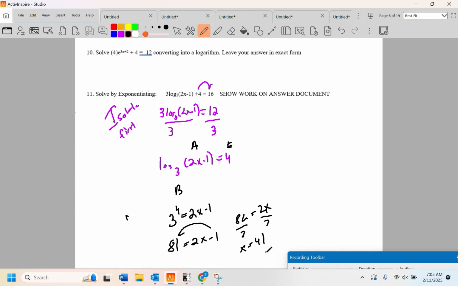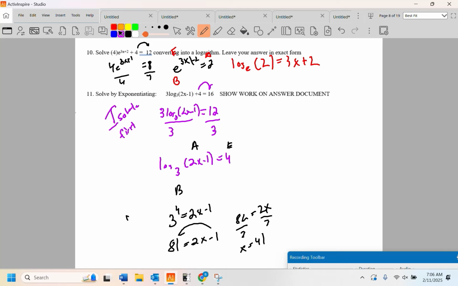Number 10, solve again by isolating and converting into a logarithm. So we're going to subtract 4 and get 8 equals 4e to the 3x plus 2. Divide out that 4. e to the 3x plus 2 is now 2. Now it's isolated. Base, exponent, argument. A logarithm of base e, whose argument is 2, is equal to 3x plus 2.